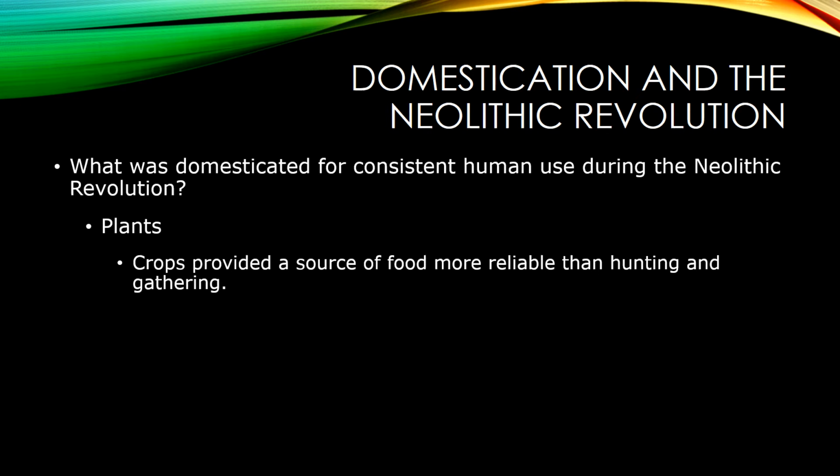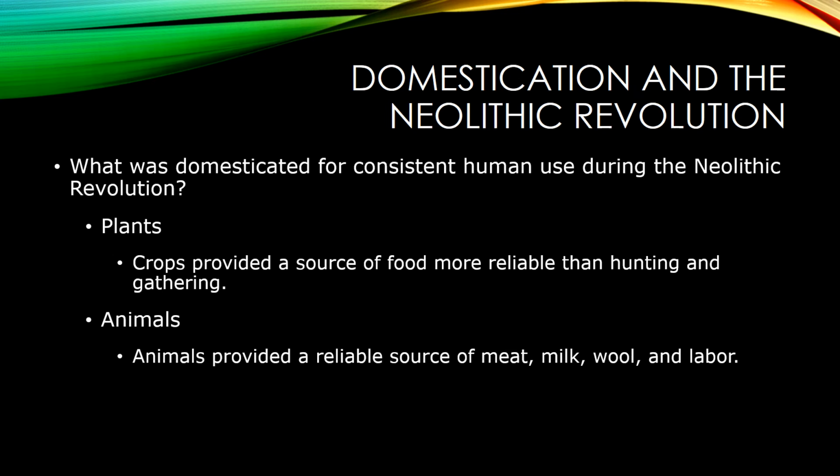Well, different plants. You had crops. They provided a source of food that was more reliable than hunting and gathering. Wheat sources, corn. Well, corn comes later on once we get into the Americas. But you have these different crops that provide a source of food that are more reliable than hunting and gathering. Animals provided a reliable source of meat, milk, wool, and labor. They would use animals, obviously, to help plow fields or to help grind mill later on. So these animals were very productive and a very reliable source.